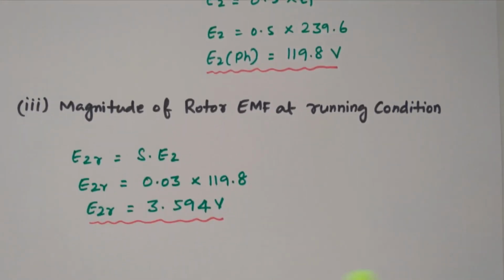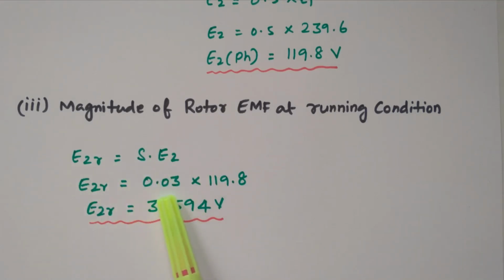The running condition is very simple: E2R equal to S into E2. So, the E2 refers to standstill, and this E2R refers to the running condition. During running condition, we need to take into account the slip of the induction motor because the speed decreases. That is expressed in terms of slip. So, the E2 per phase is available under standstill. So, the E2 under the running condition can be easily calculated from this formula, E2R equal to S into E2.